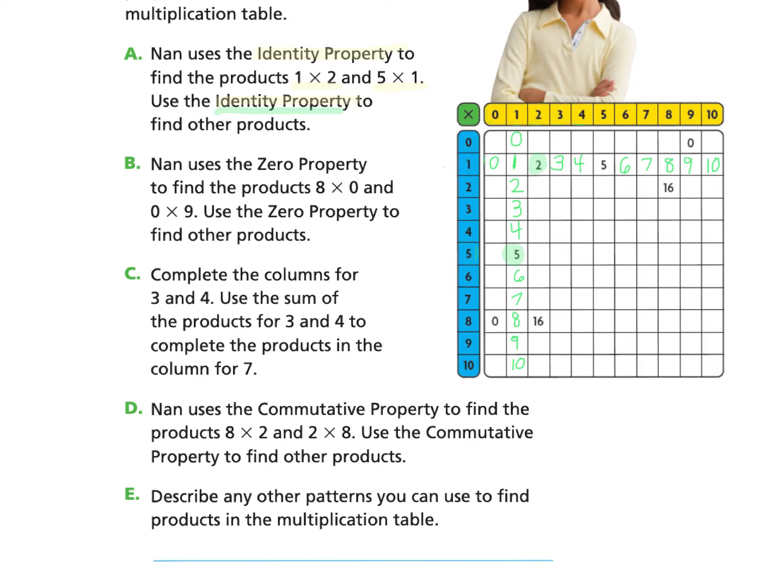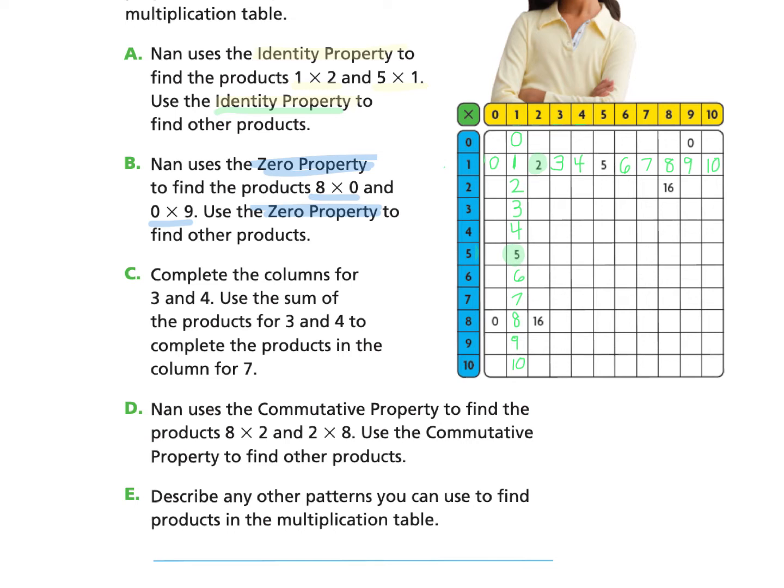Now let's take a look at part B. Nan uses the 0 property to find the products of 8 times 0 and 0 times 9. Use the 0 property to find the other products. Now we can remember that the 0 property means that the product of any number and 0 is always going to be 0. So whenever you multiply by 0, it's always going to give us the answer of 0.